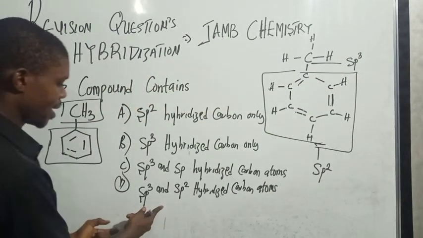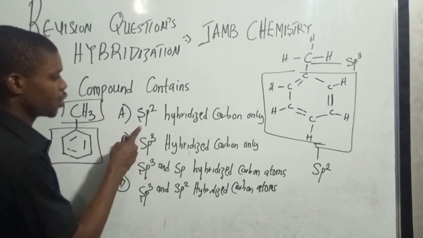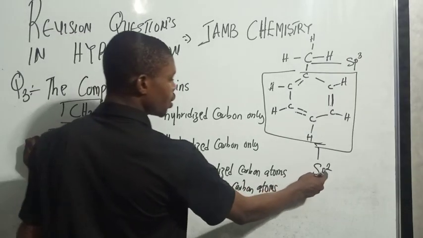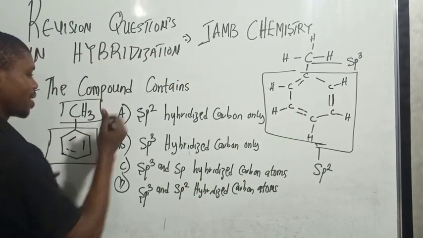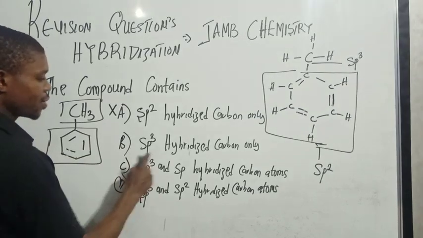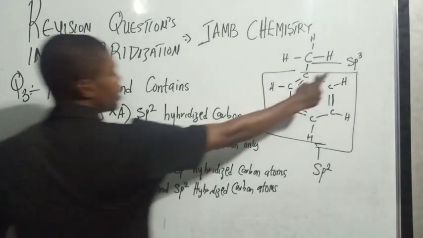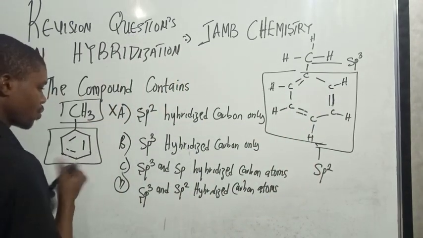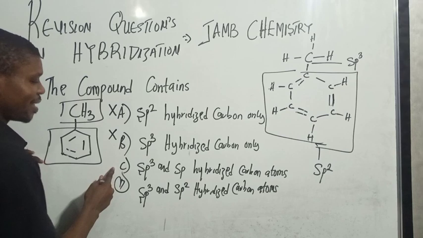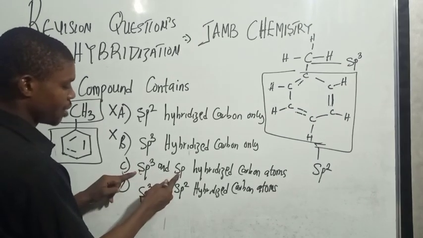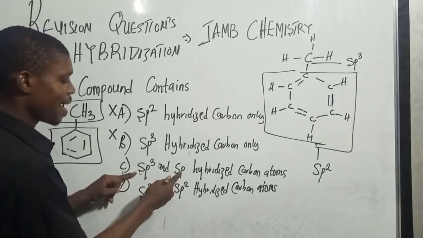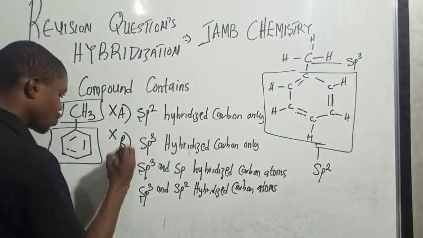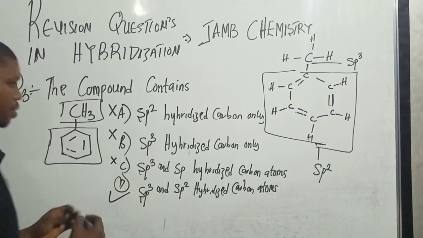So if you want to look at it very well, which will be the right answer? Is it sp2 hybridized carbon atoms only? No, because it's not only this one, you also contain this guy. So this one is wrong, right? What about this one here? Is it just sp3? Yes, it contains sp3, but it does not only contain sp3, it also contains sp2. So this one is wrong. Now D, is it sp3 and sp? No. Remember, sp is a triple bond, so this one is wrong. So the right answer is D.